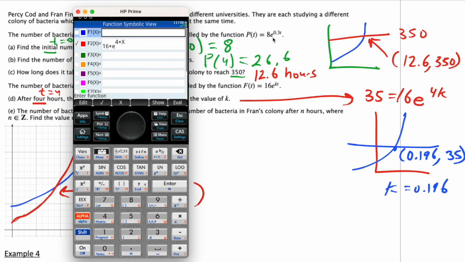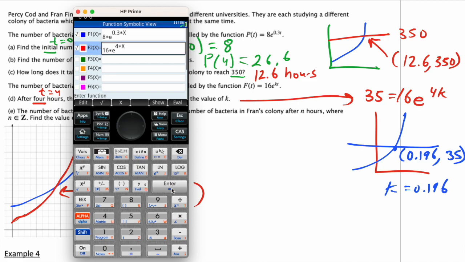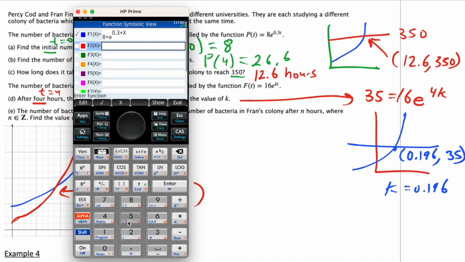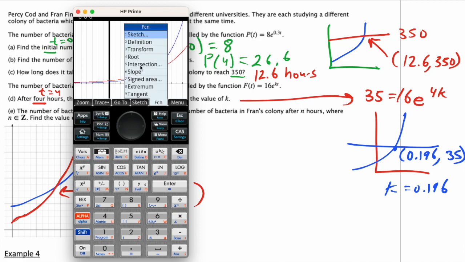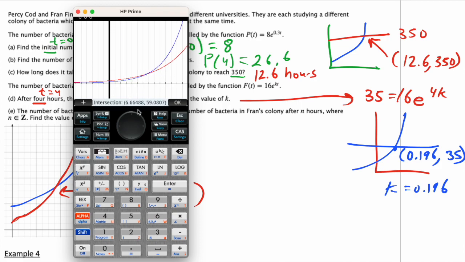Okay, so this is P. This function here is 8 times e to the power of 0.3 times x. The other function is 16. Oh, we practically already have it here. Hang on. Can I edit that? Oops, it's disappeared. 16 times e to the power of 0.196x. Okay, we got those two functions. Let's plot. We can see the point of intersection there is 6.66.